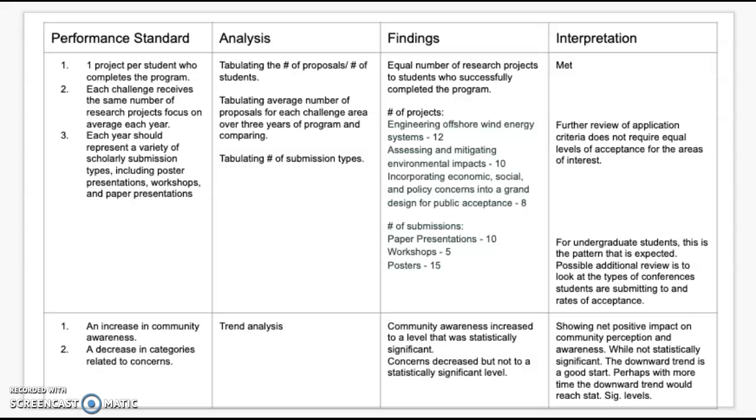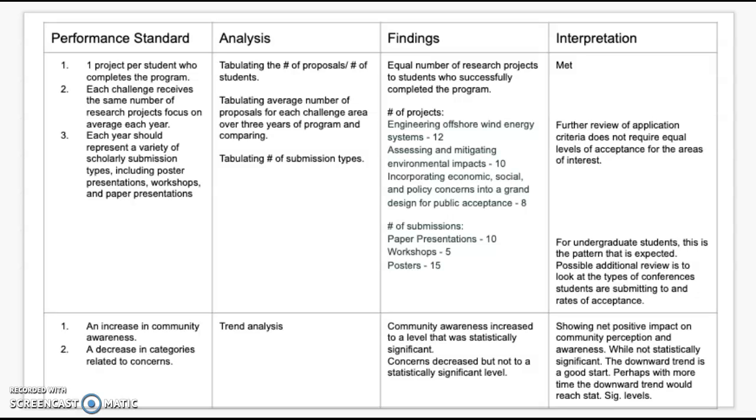While close, we see some variation across programs. This may cause us to go back and explore why we chose that as a performance standard. It turns out that one of the members of the team thought it was part of the application review criteria for selecting students, that each area of interest received the same number of students. Upon further review, it was a desired factor but not required when the program was designed. As such, the group decides that the variation between the challenge areas is adequate to say that this standard has been met.